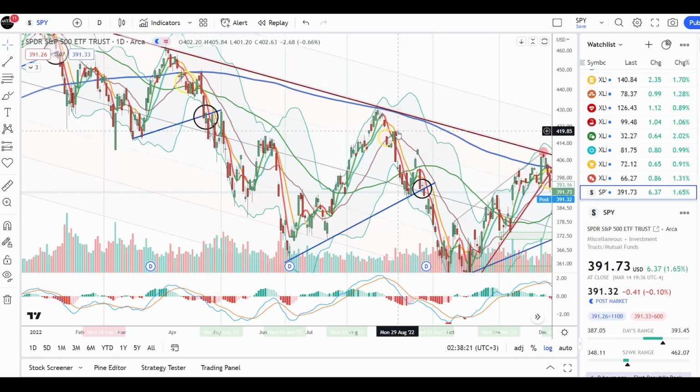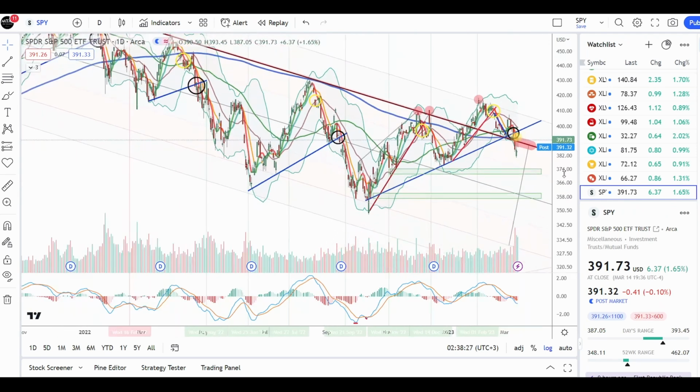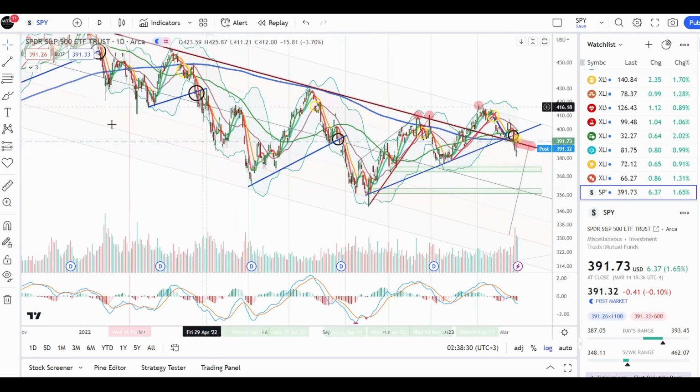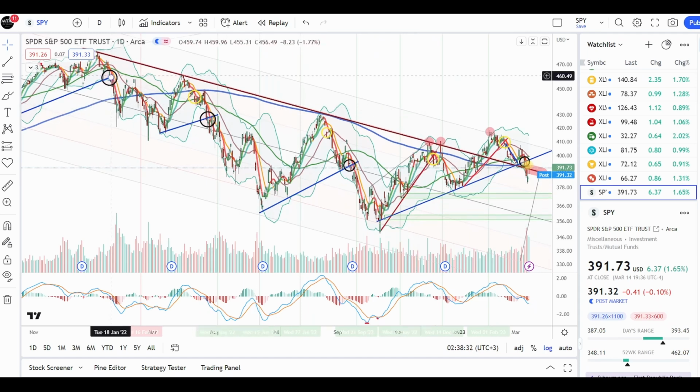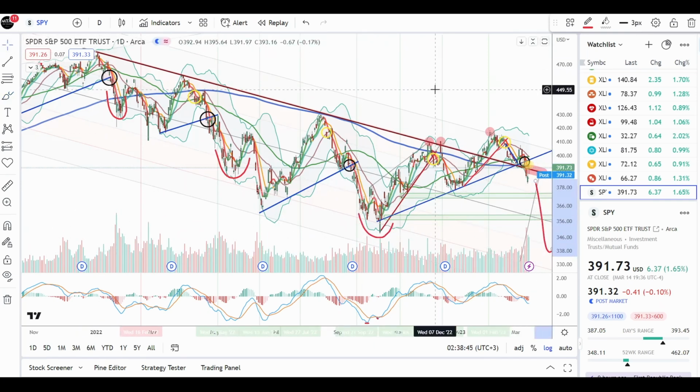Take out the 20-day, backtest, and break. So what happens after the break of the trend line, just like every single example here highlighted with the black circles? Well, the market ends up making a new low, a new low, a new low, and we are now in the process of making a new low.